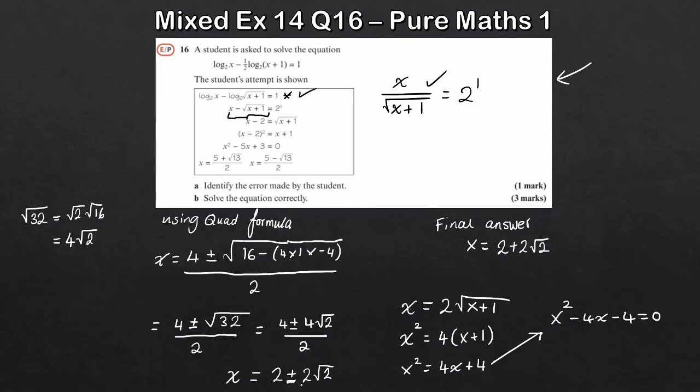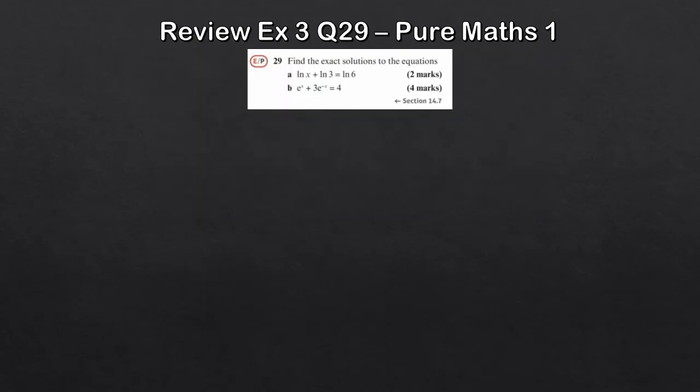Just because we have the minus here doesn't always mean that this will be negative. Obviously, 2 minus 2 lots of root 2 will be less than 0, so we have to omit that solution there. Okay, and then moving on to the final question here.